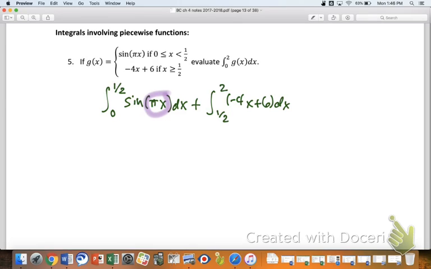You would just go sine of pi x, comma, x. So that's kind of like the dx. You're saying I want to do this with respect to x. Comma, 0, comma, 0.5. That makes sense? So you're saying, here's my integrand with respect to x, low limit, comma, high limit.